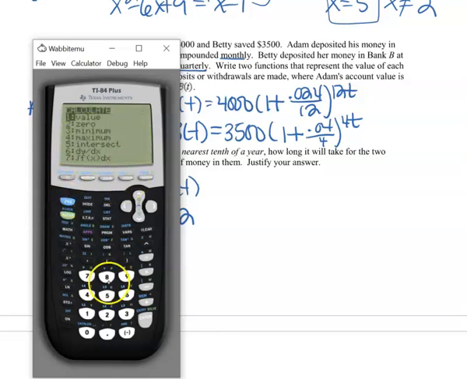I'm doing second trace intersect, first curve, second curve, guess. And there it jumps to 8.43 and 48.96 and change. And that is my graphic work to support my answer.